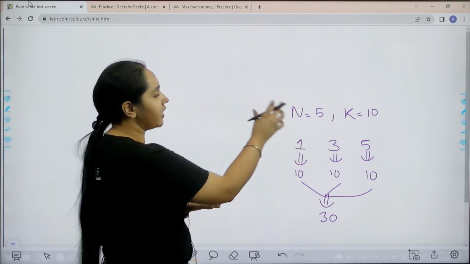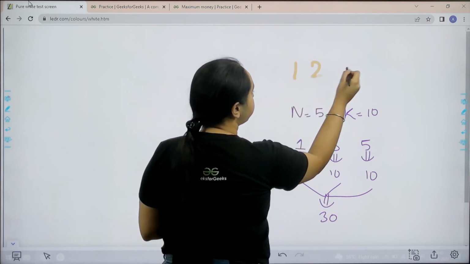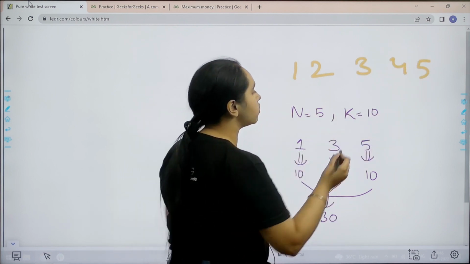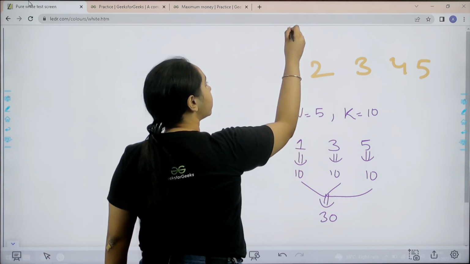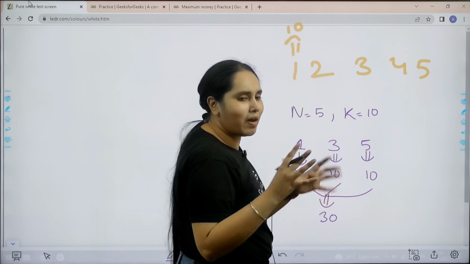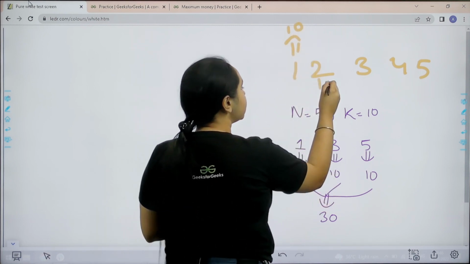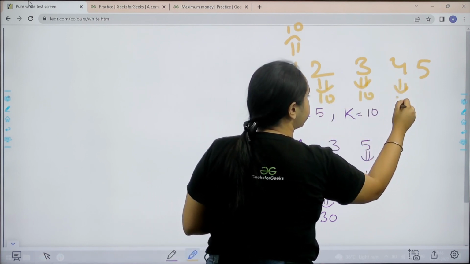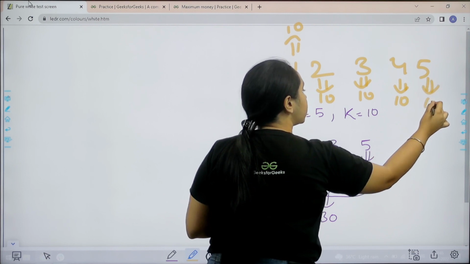So basically n equal to 5 means that there are 5 houses: 1, 2, 3, 4, 5. Now in each house there is 10, like 10 gold bars or something. Let's take that every house has 10 gold bars.